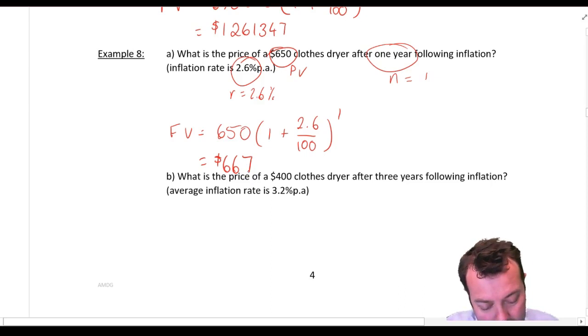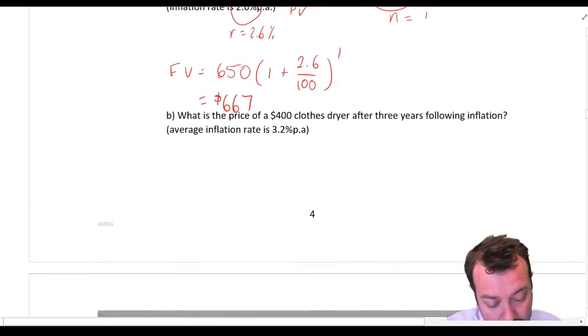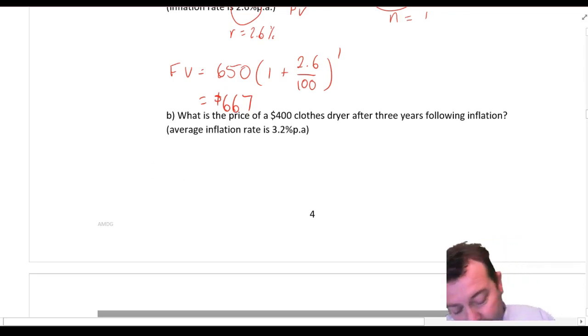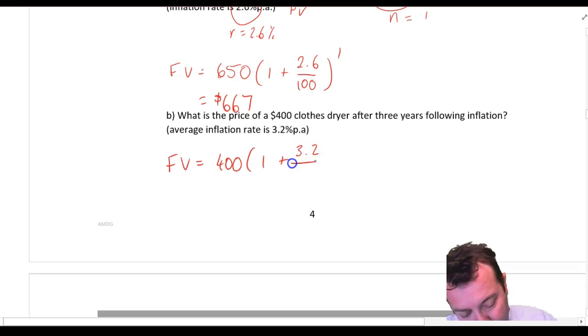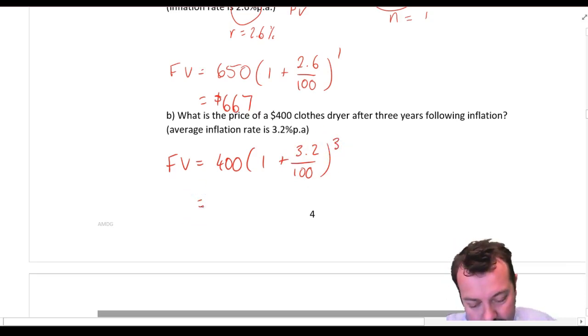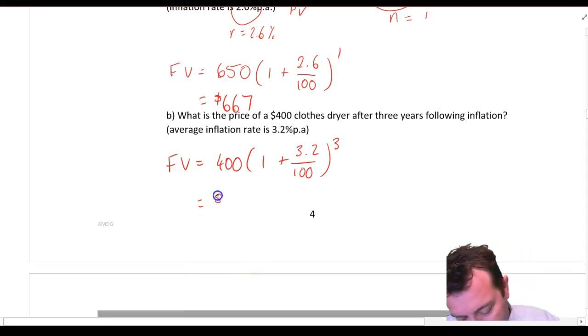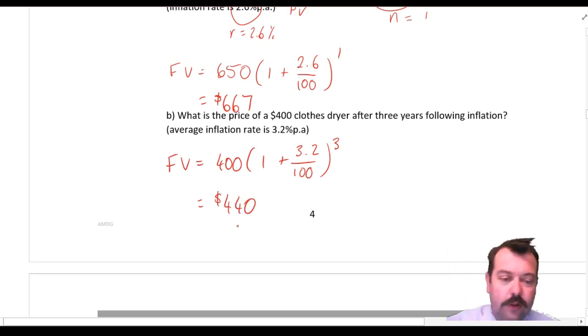Okay. And finally here, and this will be the last one for the video, the price of a $400 clothes dryer after 3 years of inflation, at a rate of 3.2% this time. So again, very similarly, my future value is 400 outside of 1 plus my rate of 3.2 over 100. That's all raised to the power this time of 3. Okay, and into the calculator, and here we can see that's about $440 thereabouts.